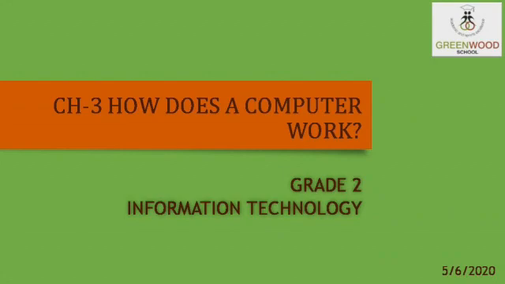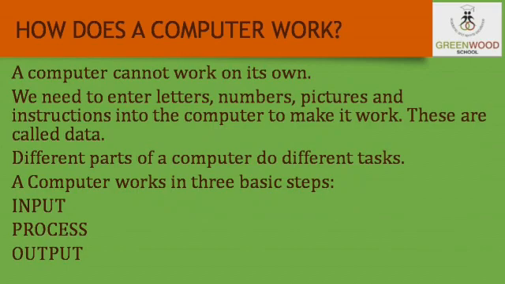Today you will learn how does a computer work. A computer cannot work on its own. We need to enter letters, numbers, pictures and instructions into the computer to make it work. These are called data. Different parts of a computer do different tasks. A computer works in 3 basic steps: input, process, output.